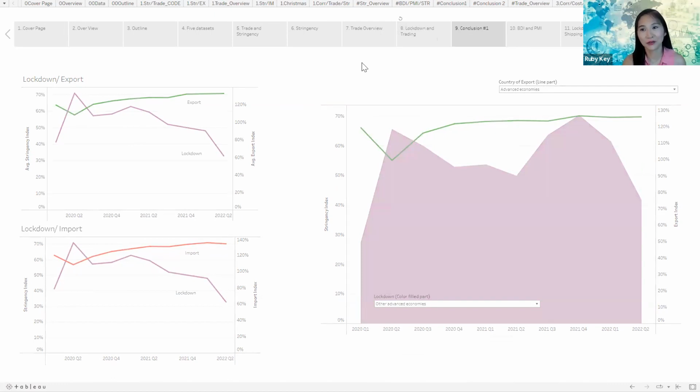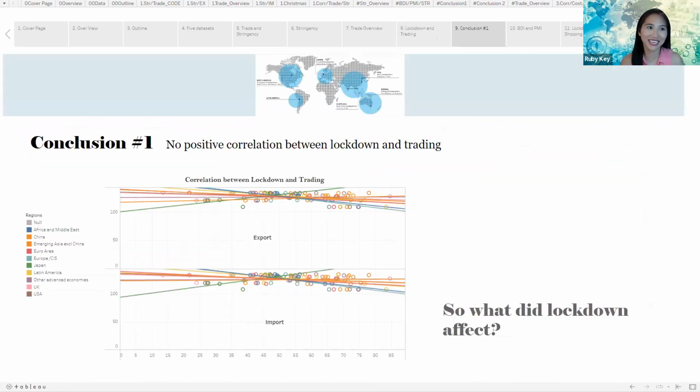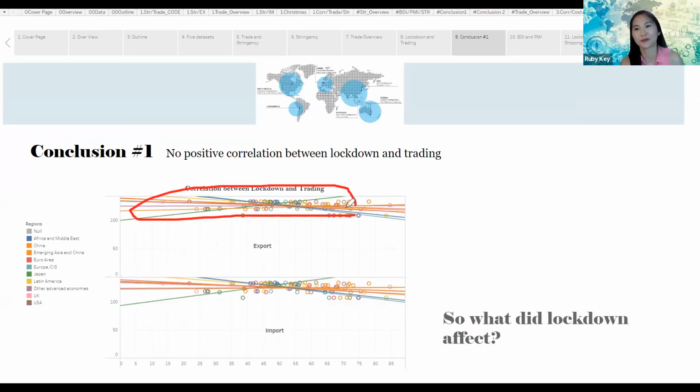There's no positive correlation between lockdown and trading. As you can see here, we're expecting a positive correlation, but the lines here are just all over the place. So I want to look into, did lockdown affect the shipping time and shipping costs?